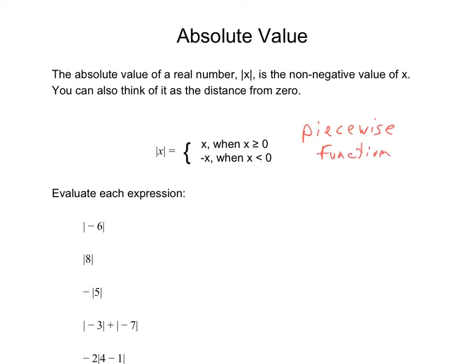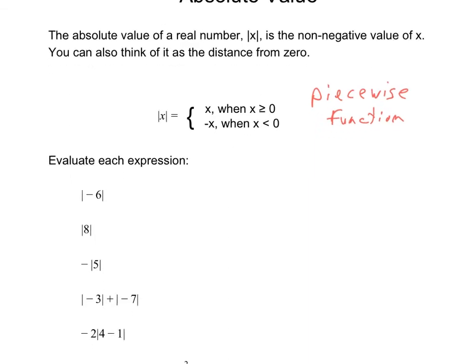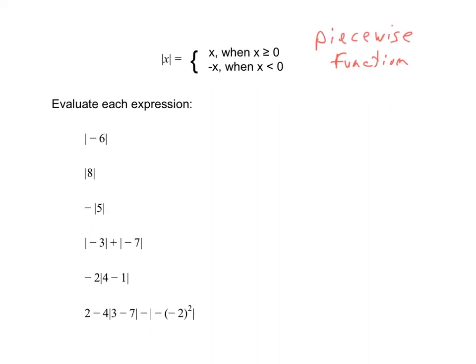So the absolute value of x is equal to x if x is a positive number or 0. And if x is a negative number, it's equal to negative x. So all that means is that when we apply the absolute value to a number, what we end up with must always be positive. So let's just take a look at some of these expressions down here.